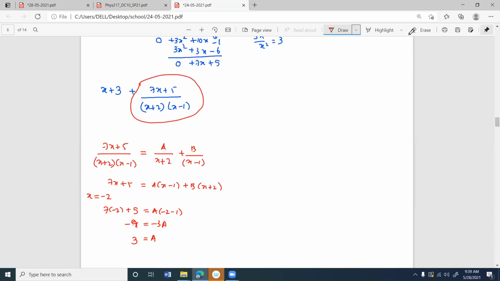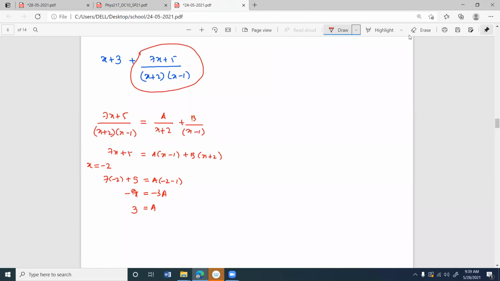3. Then if I need to get the answer for b, I want to make a equal to 0, so I just put x equals 1. So I can say 7 times 1 plus 5 is equal to b times (1 plus 2), sorry, I made a mistake. 3b is equal to 12. Therefore, b is equal to how much? It turns out to be 4. This is pretty simple now.